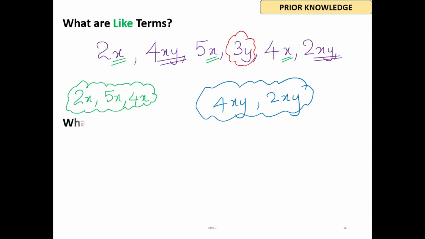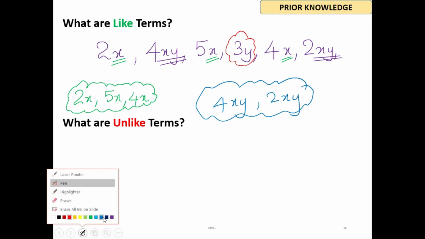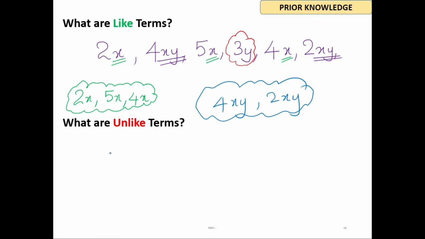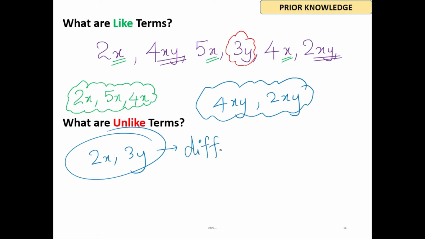Now the question is, from the data, what are the unlike terms? If you're asked to write a pair of unlike terms, you can just combine 2x and 3y. They are unlike. Why? Because they have different variables. So I hope that concept is easy. Okay, moving on to the next thing.